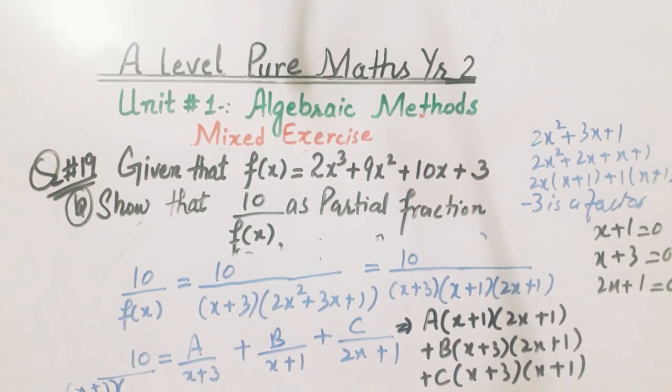The value of A will be 1, the value of B will be minus 5, and the value of C will be 8. So this is the answer.